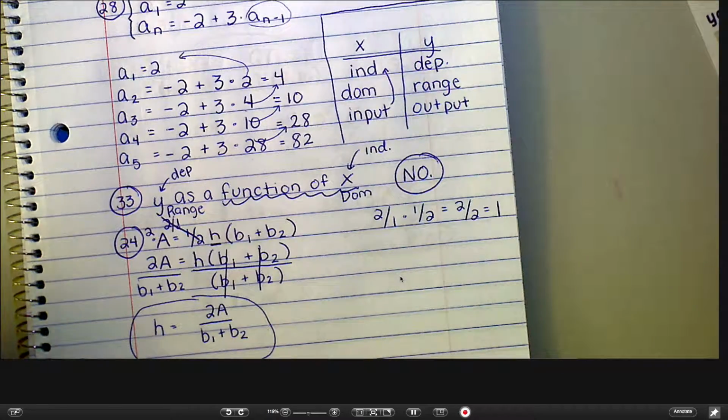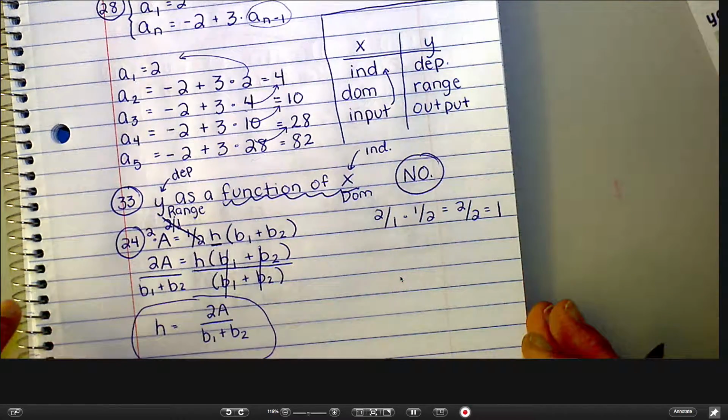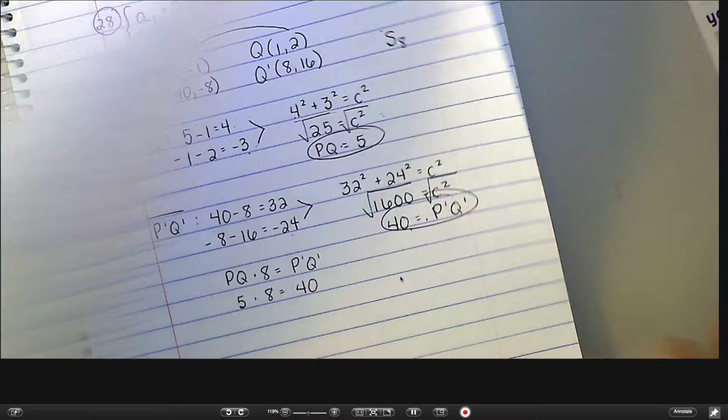Macy? Can you do 41? Sure. Are we good on this stuff? Anyone feel like they need to talk about this a little more? Okay. 41.